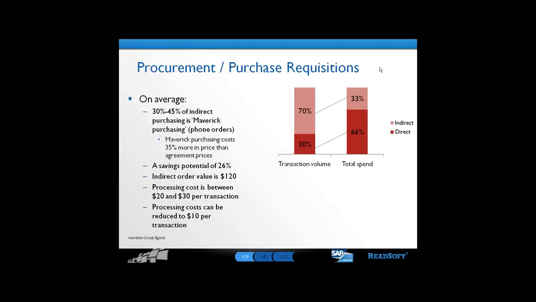So people are nipping on the phone because maybe a process is too difficult, it's not automated enough, and people are thinking to themselves, I just need to order a box of paper or another bit of office equipment. So they're going off and doing something maverick.